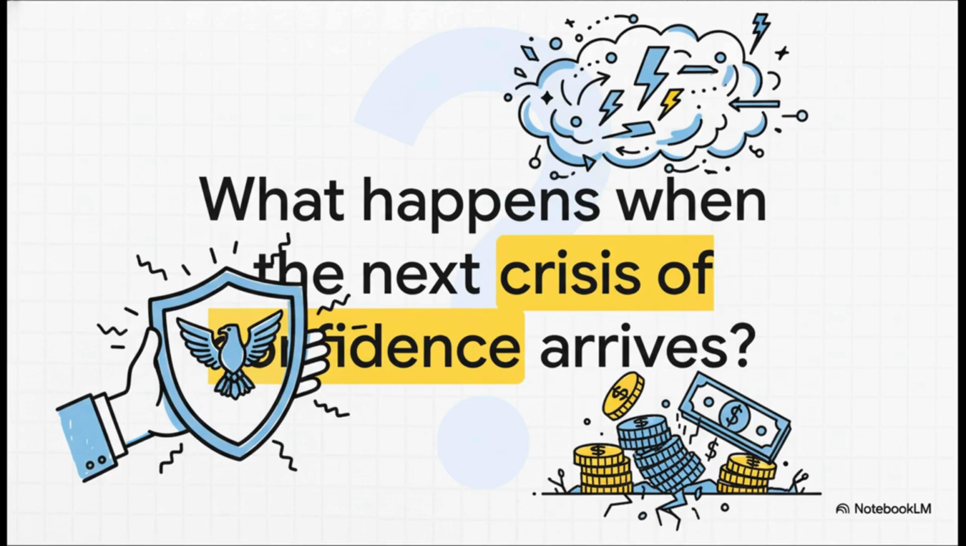So I'll leave you with one final thought. We have built this incredibly complex and powerful financial system, one that's designed for profit but is utterly dependent on something as flimsy as confidence. We've seen these crises before, and we know the tools the Fed will use to fight the next one. The final question is, in an ever faster world of information and misinformation, what happens when the next crisis of confidence arrives?